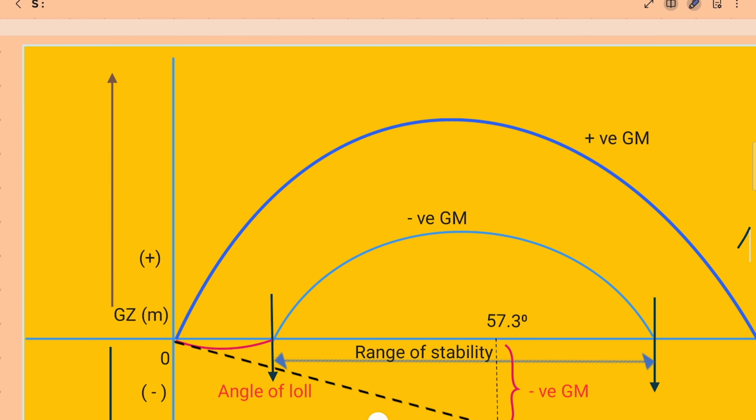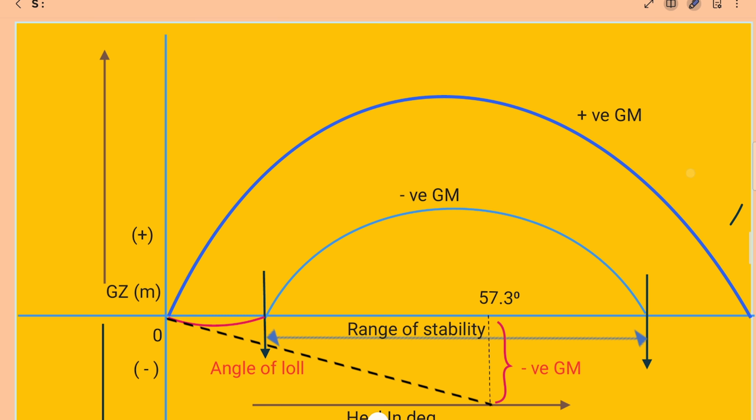Let's study the GZ curve of this vessel. This is the GZ curve of the vessel, which is not to scale. It is just for explanation purpose. You can see this is the heel in degrees on the x-axis, and the y-axis is the GZ values, positive on the upper side and negative on the lower side. If this vessel had positive GM, the curve will look approximately something like this, a GZ curve.